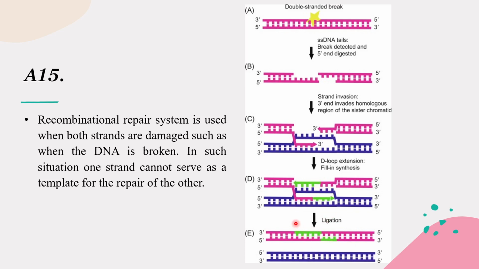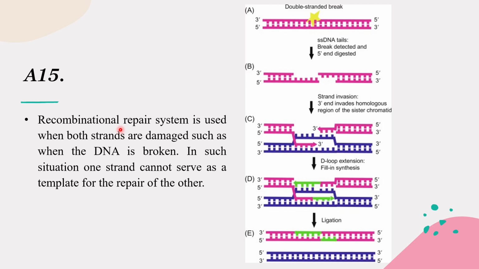Okay. This recombinational repair system is used when both strands are damaged, such as when the DNA is broken. In such a situation, one strand can serve as a template for repair of the other. Okay. Some of you have answered D. So why can't it be D? In this situation, one strand can serve as a template for the repair of the other, because both of the strands are already broken, so we can take one strand as a template to repair the other strand. That's why it's called recombinational repair.